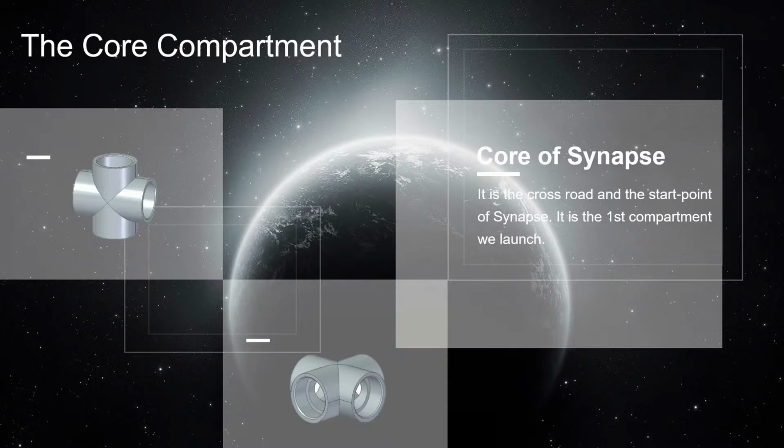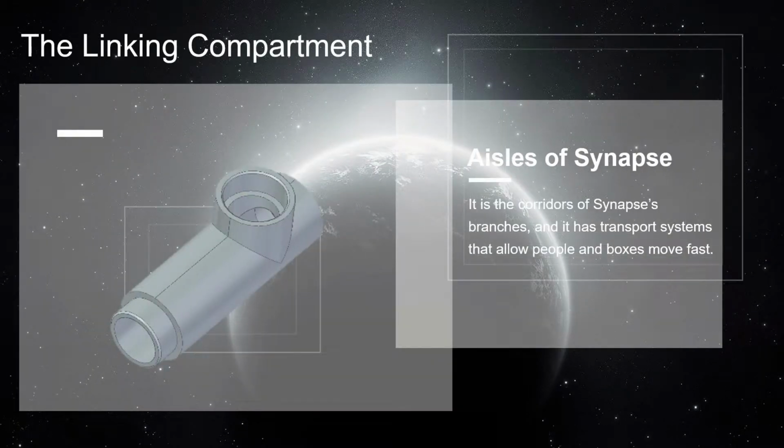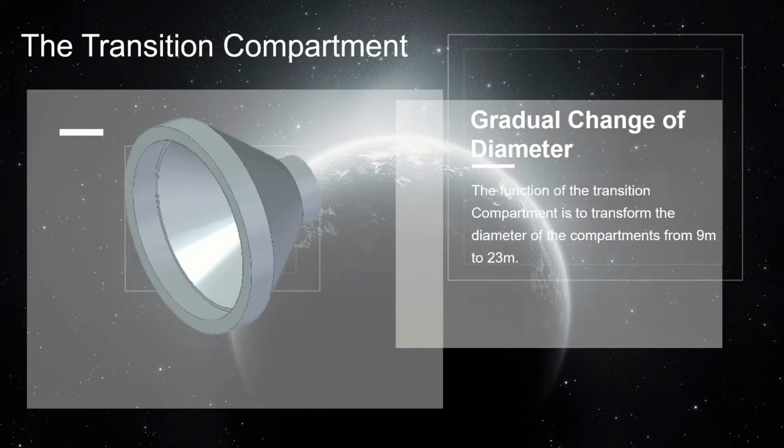The linking compartment is the structure extended from the core compartment. It's the component of the cross of Synapse. As you can see, each linking compartment has a branch docking port that allows the transition compartment to dock to it. Also, there is a dual-rail transportation system in Synapse that allows people and boxes to move efficiently in these extremely long arms.